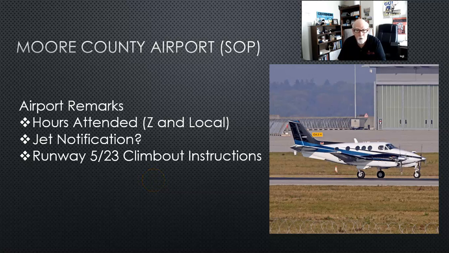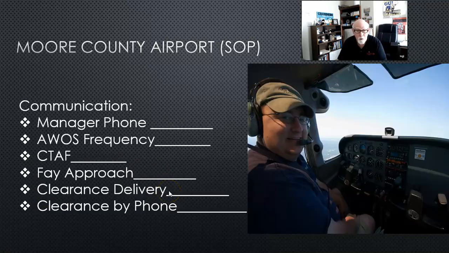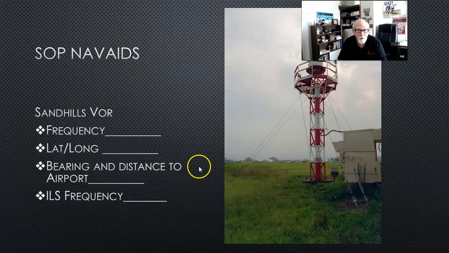Now I will use this information on a quiz a little bit later, so make sure that you know how to do that. There's other information. Find out the manager's phone. It was Ron Manus, but I think he retired now. AWOS, or your weather frequencies, your CTAF, which is your uncontrolled airfield common frequency, approach, clearance delivery, and who you would call to get a clearance by phone. All that information is in there.